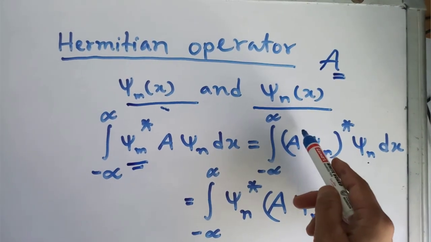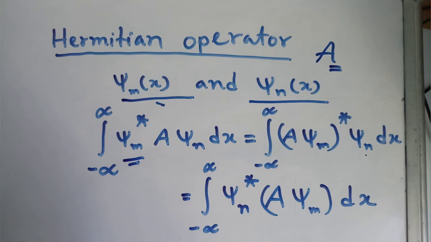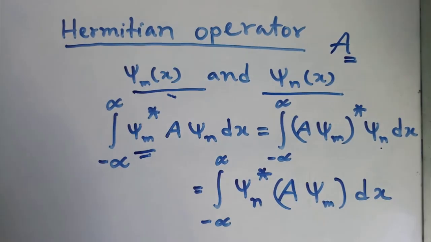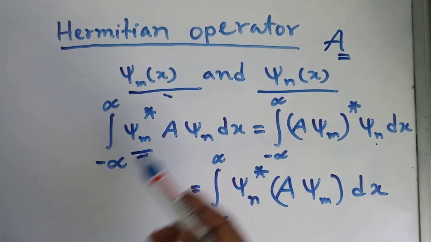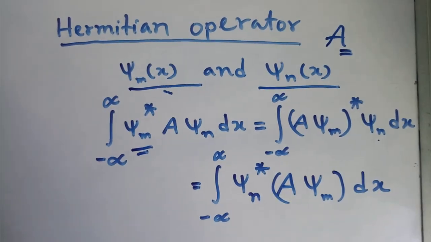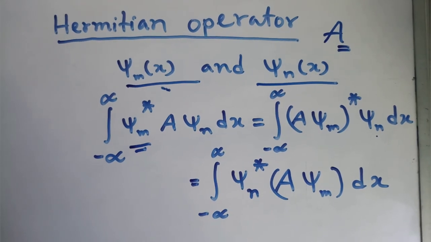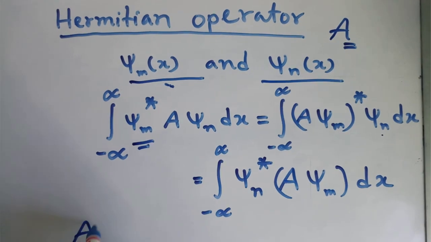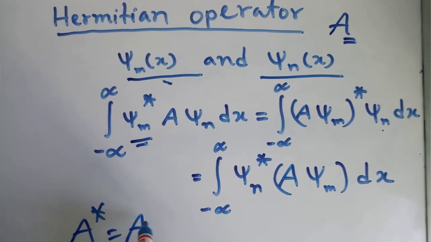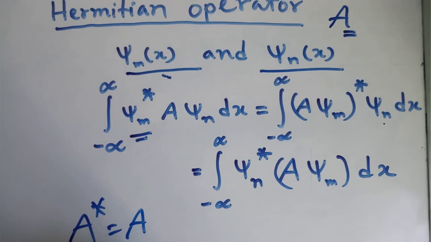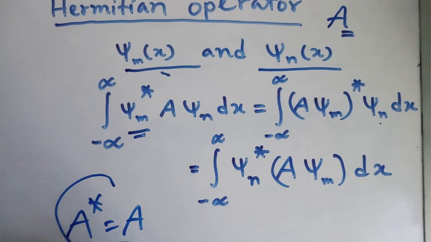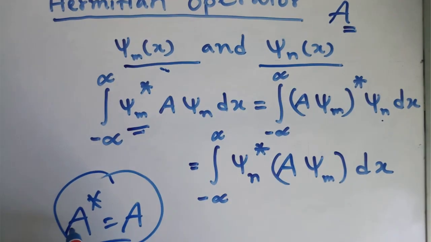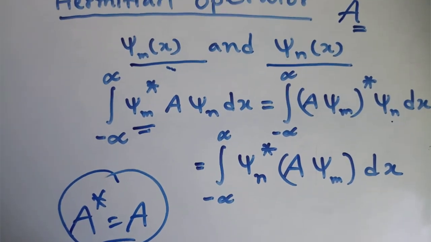A star here also. That is, A star will be your complex conjugate of the operator A. But since it is a Hermitian operator, you will find A star equal to A. Since this happens in the case of this operator, it is Hermitian.